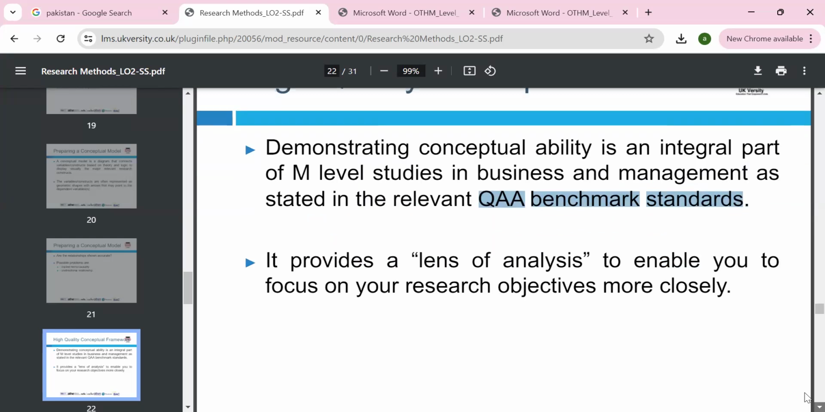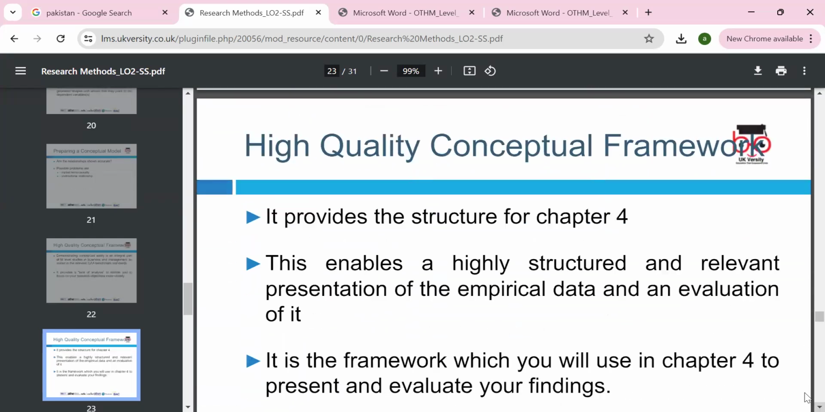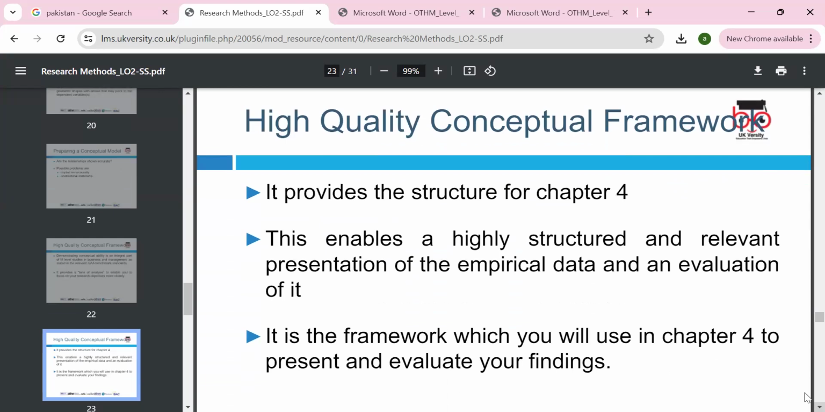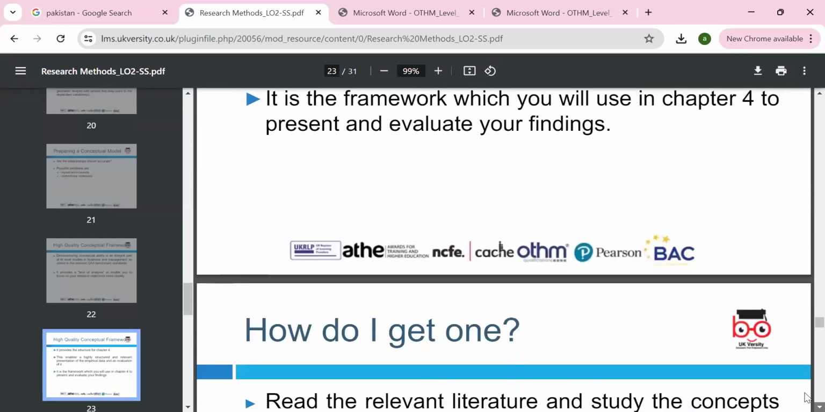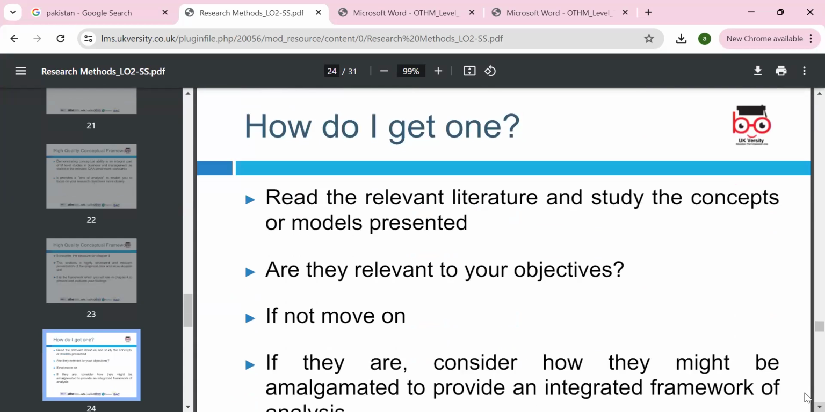Whatever research you do, what is the objective? Why are you doing it? Always ask the question. A high quality conceptual framework provides the structure for chapter 4 of the research proposal. Chapter 1 is the introduction, chapter 2 is the literature, chapter 3 is methodology, and chapter 4 is data analysis and drawing the findings of your research project based on the literature. So read the relevant literature, study the concept and the model.